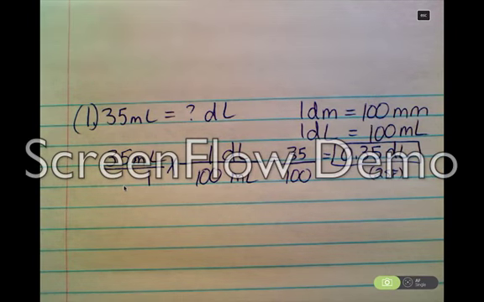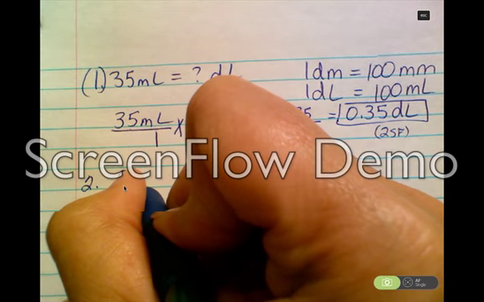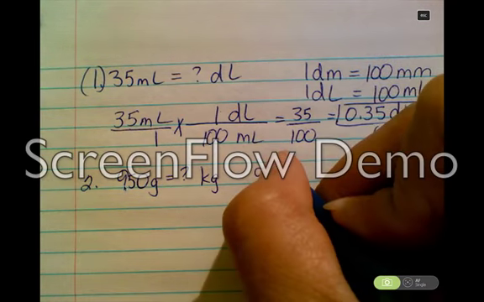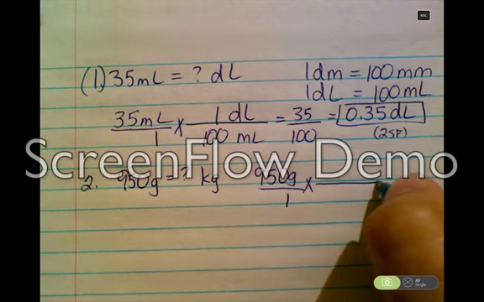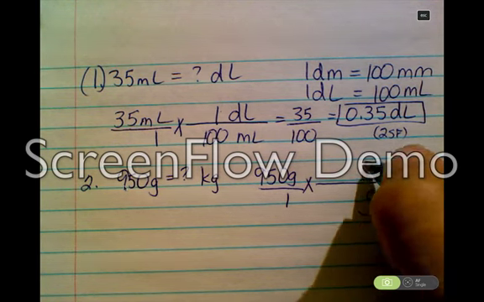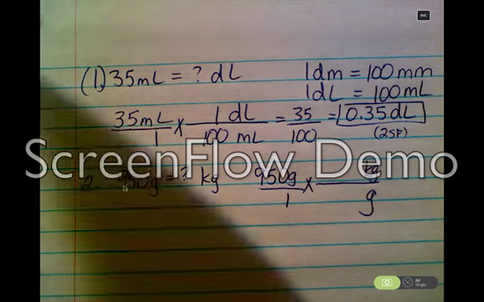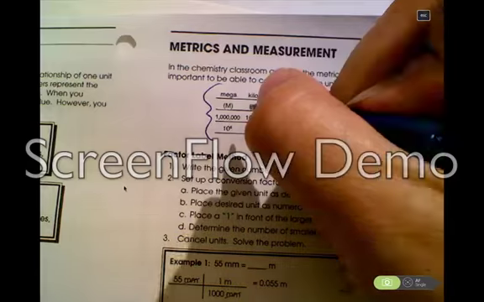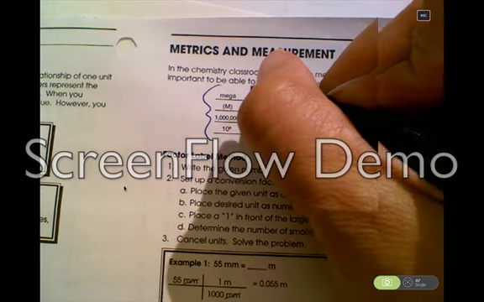Okay. Number 2, 950 grams is equal to how many kilograms? 950 grams over 1 times, draw my line, I want grams on the bottom to cancel, kilograms goes on top. I know that gram is a basic unit and kilo is 3 hops to the left. Let's look at that on the chart. So right here, kilo is 1 and gram is over here. So that's 1, 2, 3 hops over.